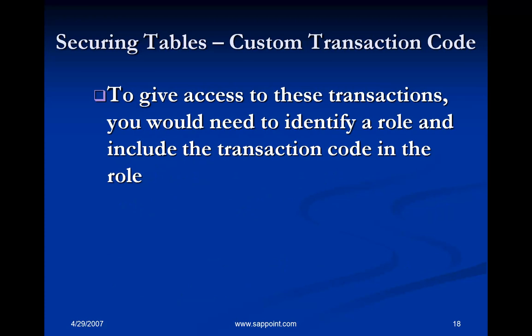To give access to these transaction codes, you need to identify a role and include the transaction code in the role. Because it's a transaction code, to give access to it, you need to put it in some role. So every time you create a custom transaction code, you'll have to identify a role in which that custom transaction code could be included, and then modify the role and go through the transport process to get that transaction code in the production system.